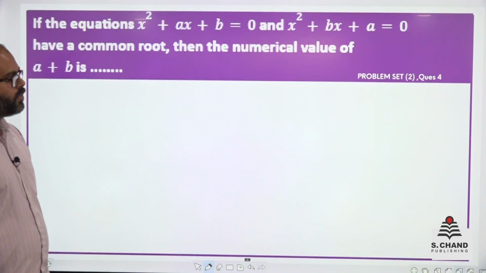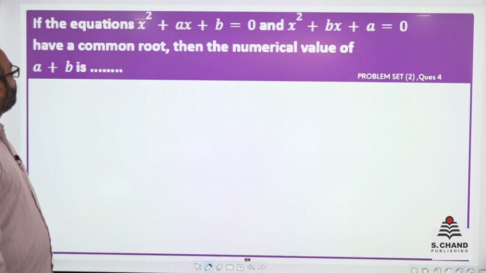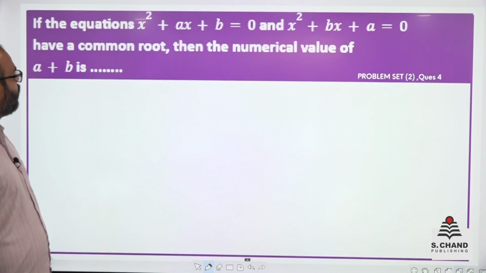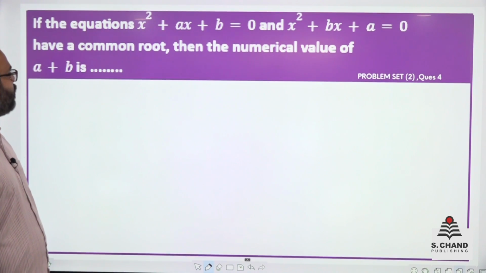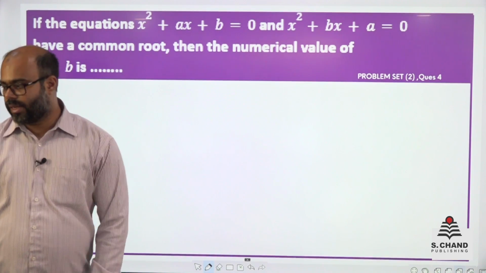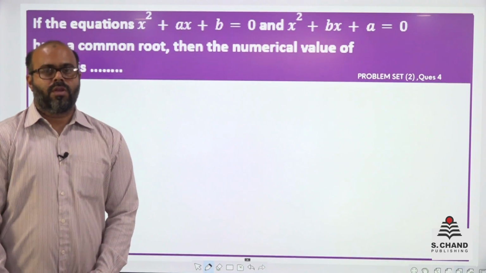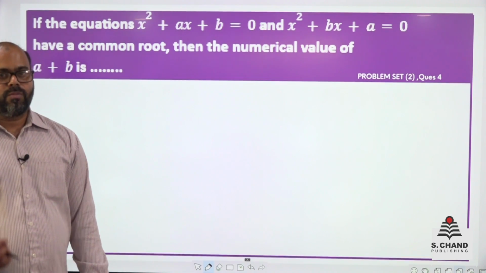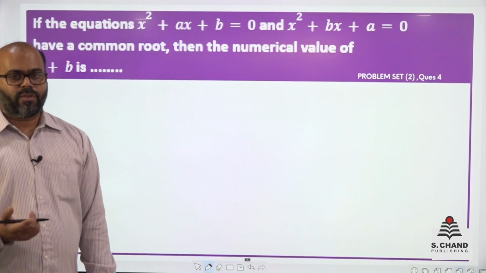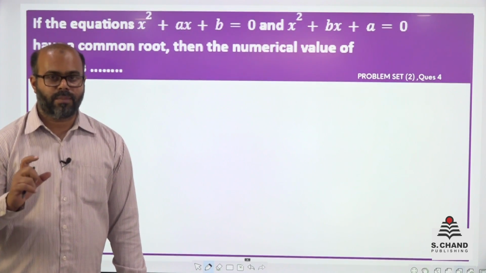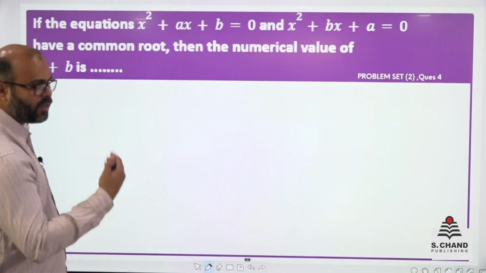Let us come to problem set 2, question number 4. If the equations x square plus ax plus b equal to 0 and x square plus bx plus a equal to 0 have a common root, then the numerical value of a plus b is. So they are saying that they have a common root. In case of a common root, what do we do? We use the formula for the common root. And what was the formula? I told you, don't remember it. You have to do it in the problem as it comes.